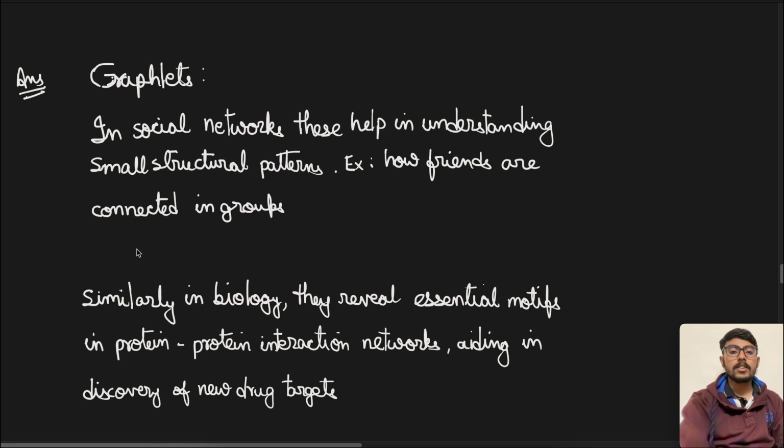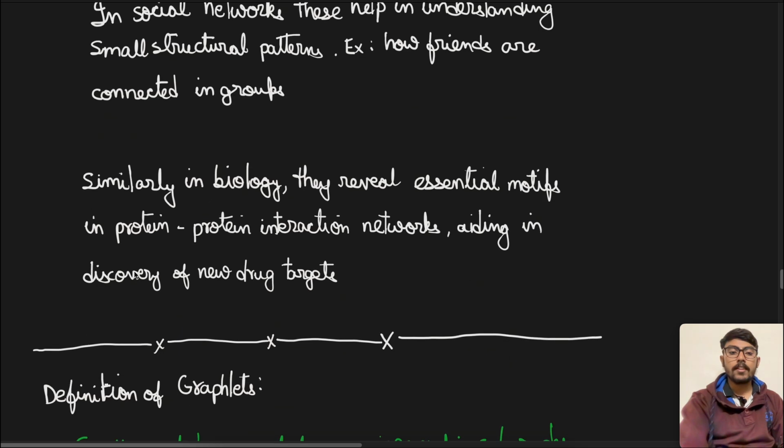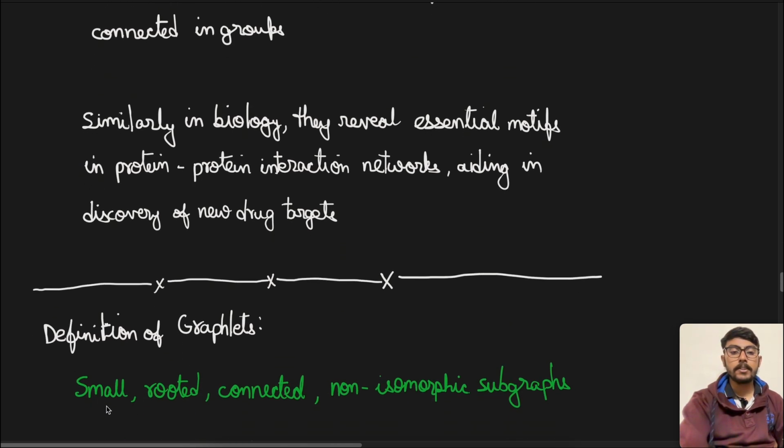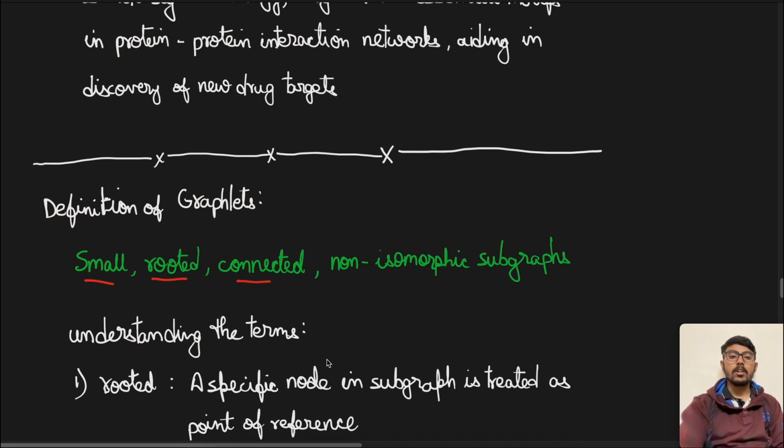If we want to understand this in a more formal way, then we can say that graphlets are basically small, rooted and connected non-isomorphic subgraphs. There are a lot of technical terms here, but let's understand them one by one. First is the word rooted. Rooted means that a specific node in a subgraph is treated as a point of reference. A subgraph gets us a feeling of a tree, and if it has a reference point which can be considered as the root node, then we say that the graph is rooted.